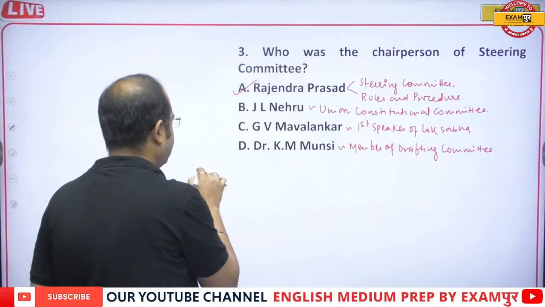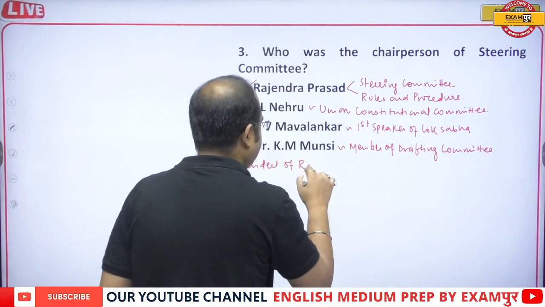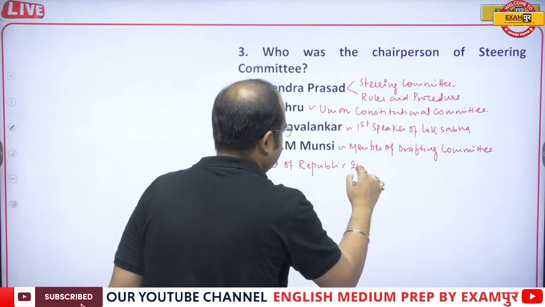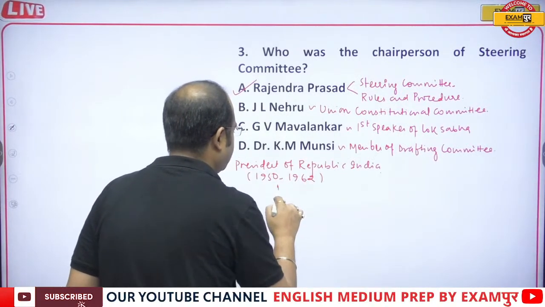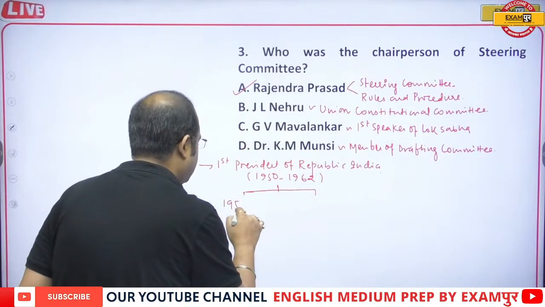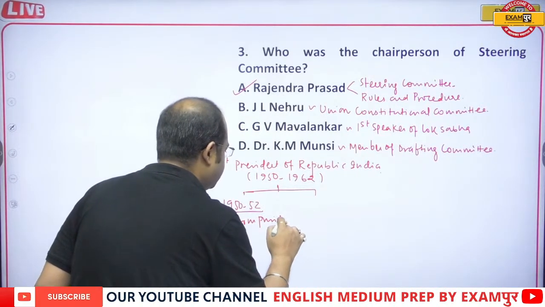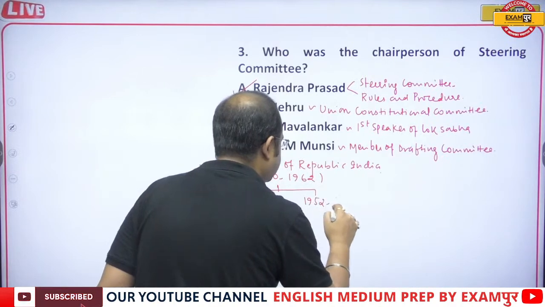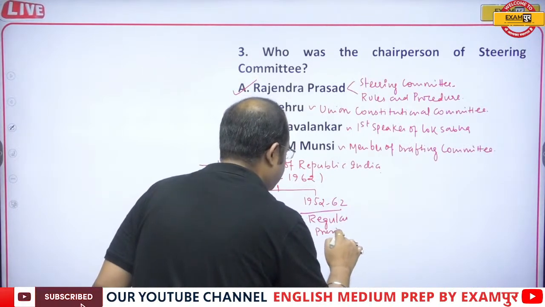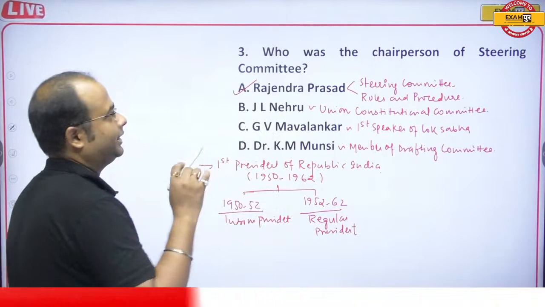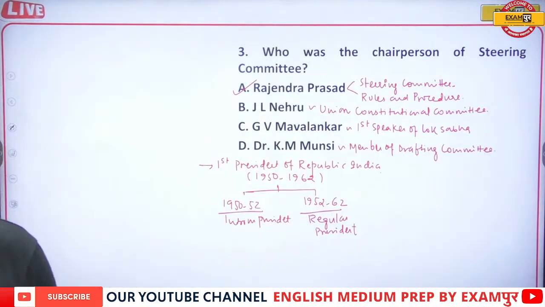And later Rajendra Prasad became the first president of Republic India. That is from 1950 to 1962. From 1950 to 52 as an interim president, and from 1952 to 62 as a regular president. So the correct answer will be, guys, option A, that is the Rules and Procedure Committee plus the Steering Committee.